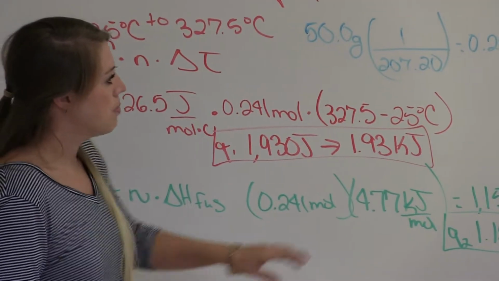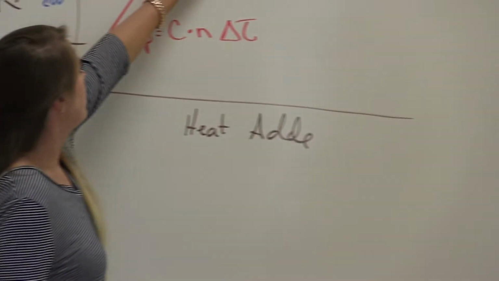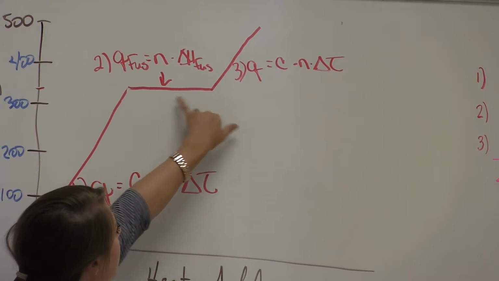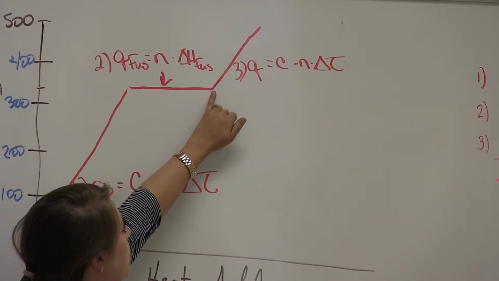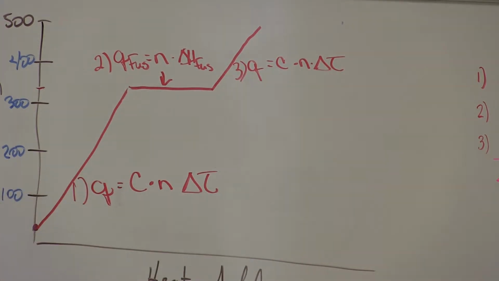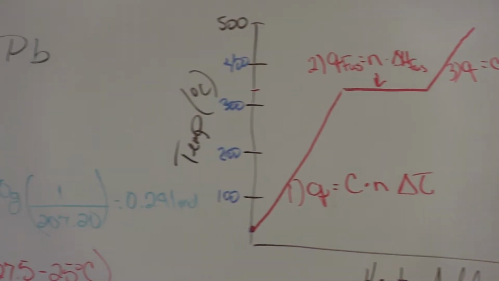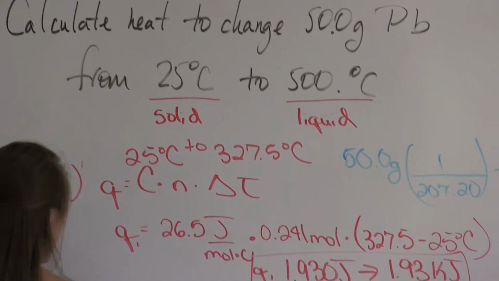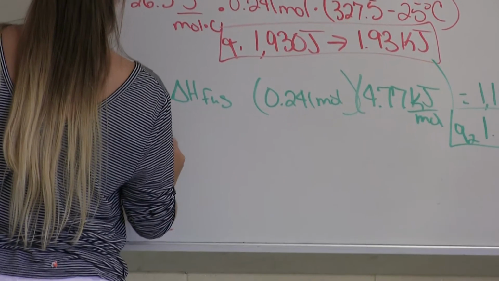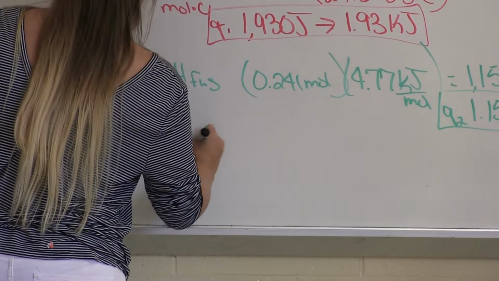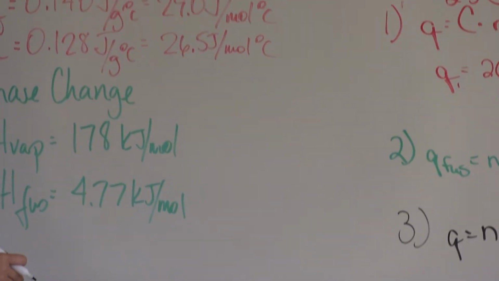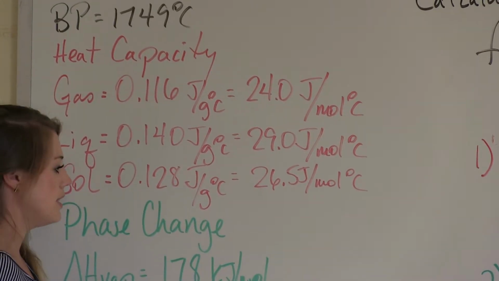Okay, now the last step. We've heated to the melting point. Now we have phase change, so now we're all in a liquid and we're going to heat that liquid. So if we heat that liquid, we're going to use our heat capacity for liquid because we're no longer in the solid state anymore. We've now entered the liquid state. So we're going to have our Q equals our N times our C times our delta T. Okay, but our heat capacity now is no longer going to be for the solid. It's going to be for the liquid because we've entered the liquid state.